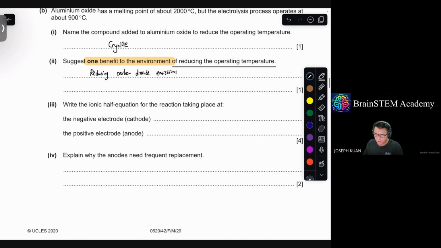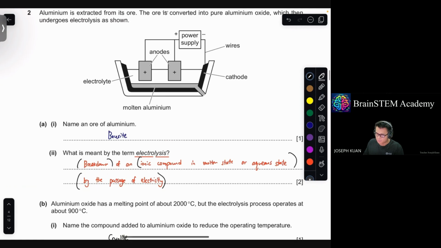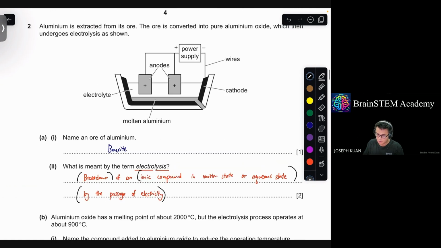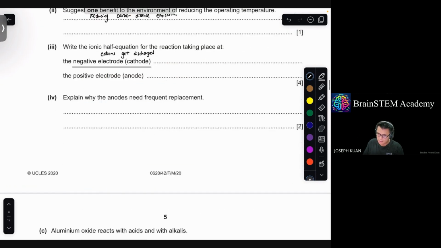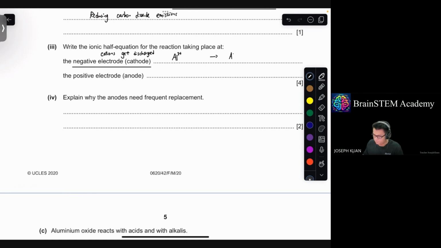All right, moving on to 3, write the ionic half equation for the reaction taking place at the negative electrode, which is the cathode, and also the positive electrode, which is the anode. Now, at the negative electrode or the cathode, it's the location where cations get discharged. So what are the cations present in this particular setup? It will be aluminum ions. So aluminum ions get discharged into aluminum.